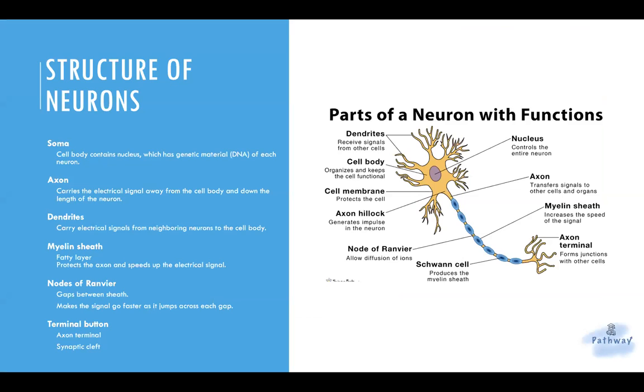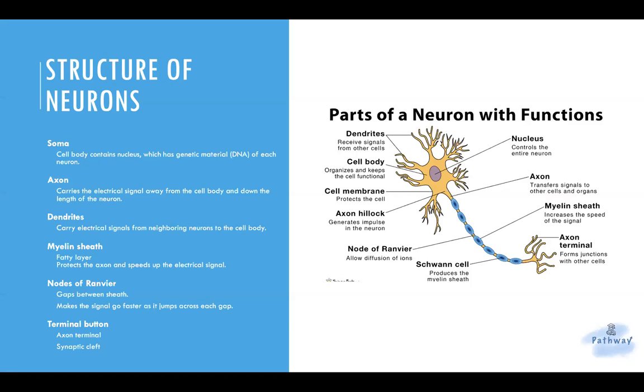So let's start from the big yellow chunk part, the soma. Soma, as I said before, means the cell body. It includes our nucleus, which contains the genetic material, DNA, of each neuron.